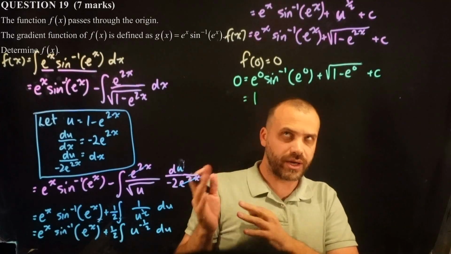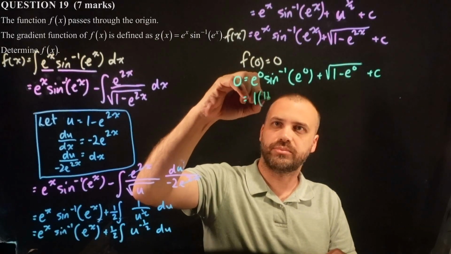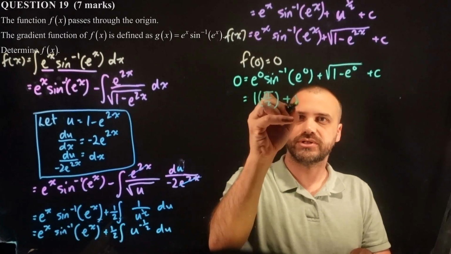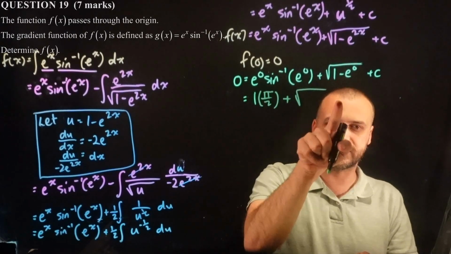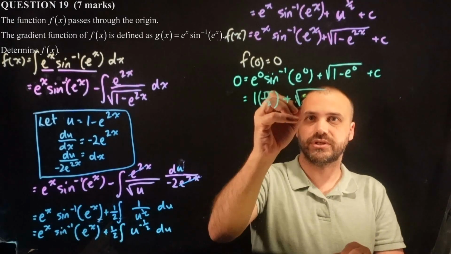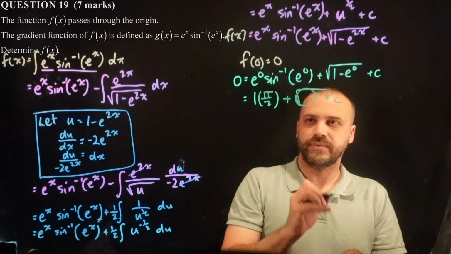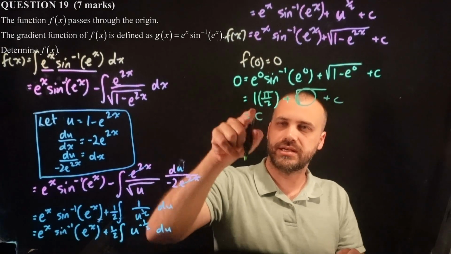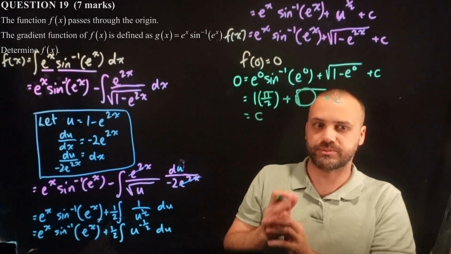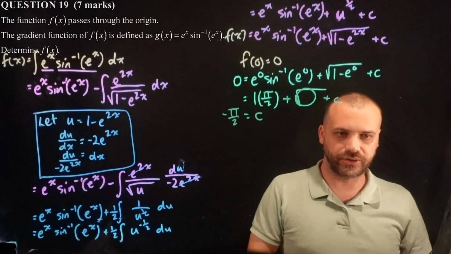In other words, where is sine equal to 1? The answer is pi on 2. So, 1 times pi on 2 plus the square root of 1 minus e to the 0. 1 minus 1. The square root of 0 is 0. So, that's a big 0 there. Plus c. So that means that c is equal to negative 1 times pi on 2, which is negative pi on 2.